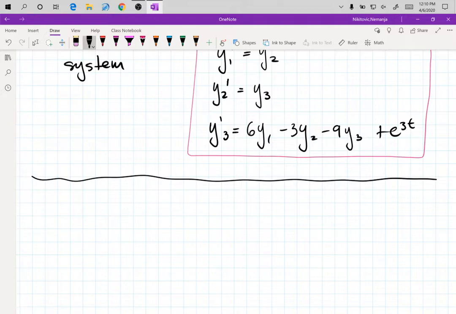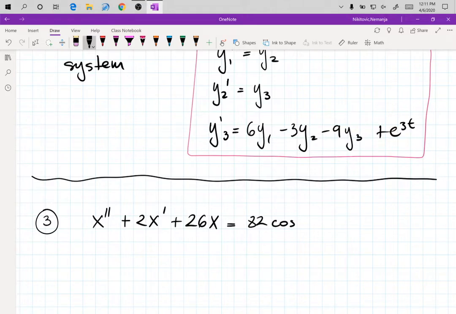So they are giving us a system, and I just want to find a second order system, something that's okay. How about problem number 3? Could have used problem number 1 as well, or 2, but whatever. So x double prime plus 2x prime plus 26x is equal to 82 cosine 4t.